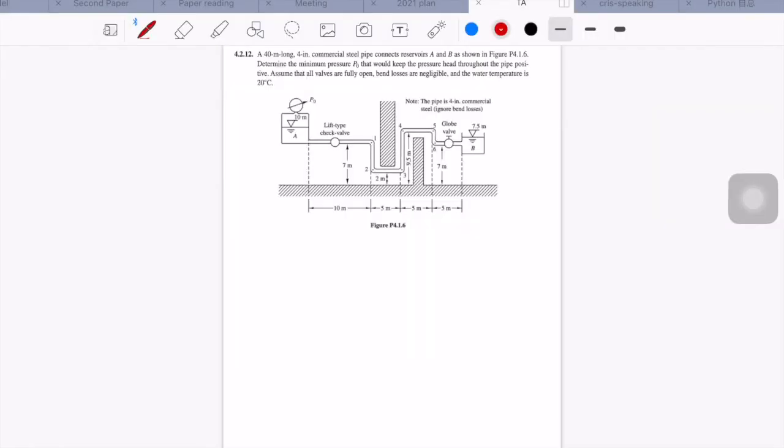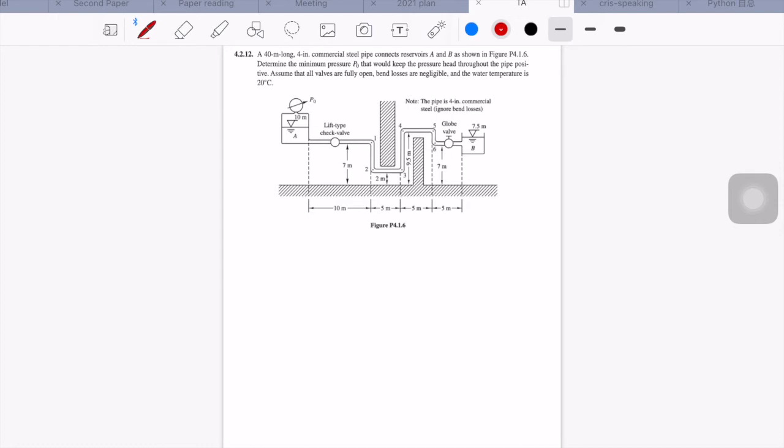For this problem, a 14-meter long 4-inch commercial steel pipe connects reservoirs A and B as shown in this figure. We need to determine the minimum pressure P0 that would keep the pressure head throughout the pipe positive, and assume that all valves are fully open, bend losses are negligible, and the water temperature is 20 degrees Celsius.